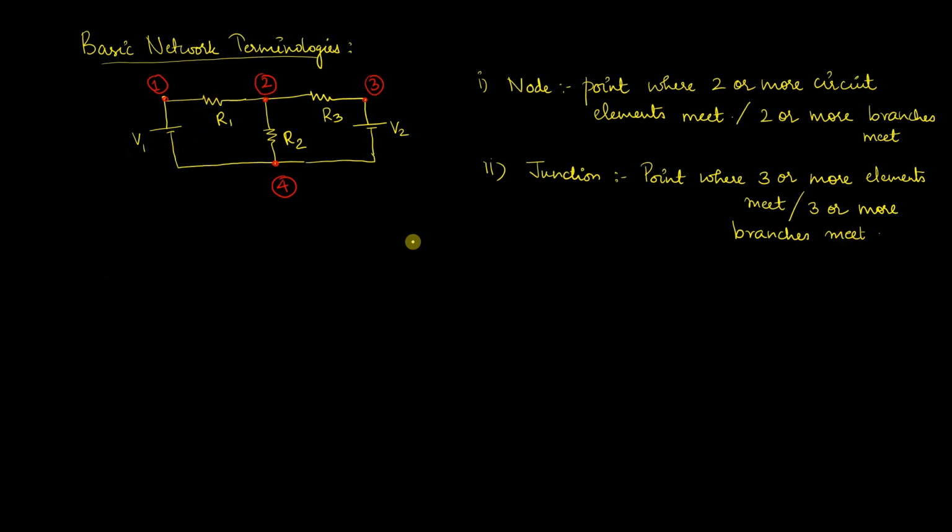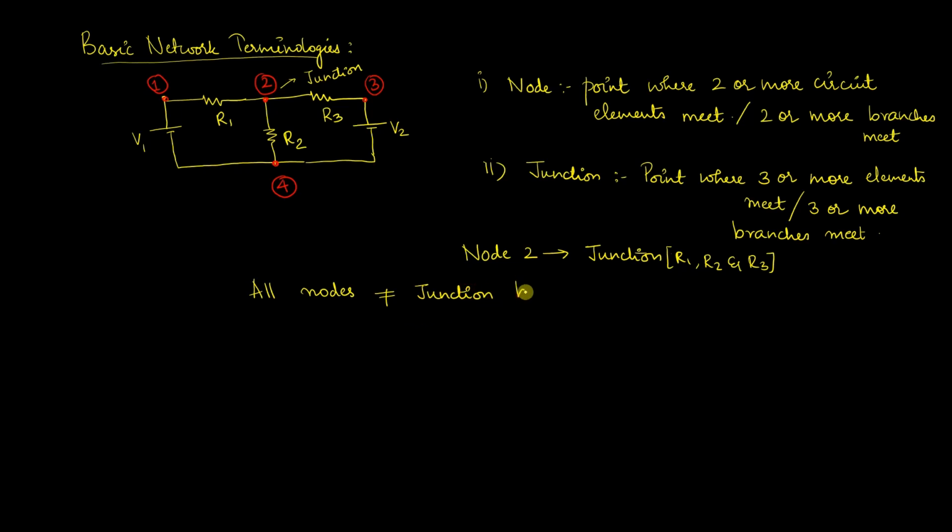If you see node 2, I have resistances R1, R2 and R3 meeting. So node 2 can also be a junction. We also have node 4 where V1, R2 and V2 meet, so that is another junction. But one important concept you should know is that not all nodes are junctions, whereas all junctions are nodes.